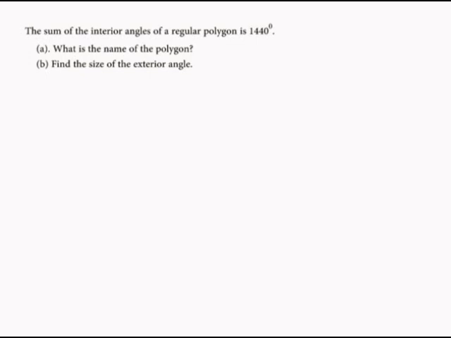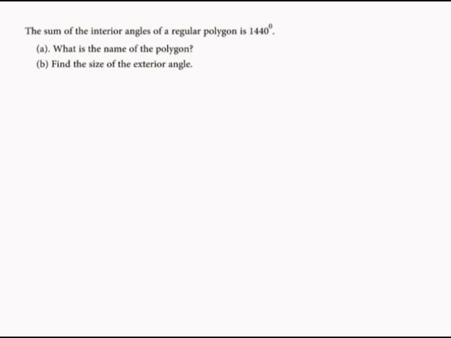Last example. The sum of the interior angles of a regular polygon is 1440. A. What is the name of the polygon? And B. Find the size of the exterior angle. In our solution for A, to be able to find the name of the polygon, we need to find the number of sides, and we know the number of sides is equal to the number of the interior angles.